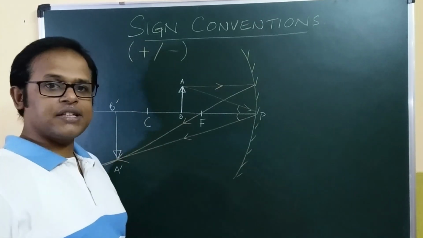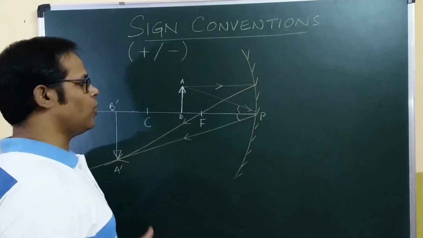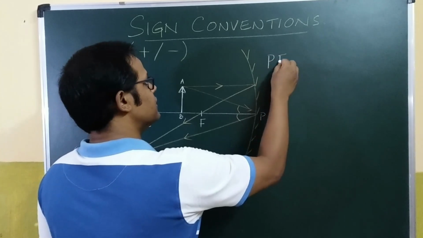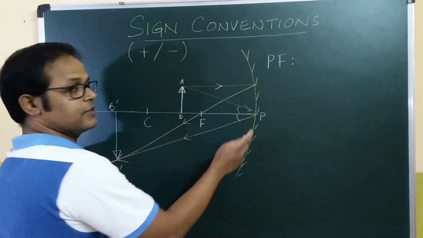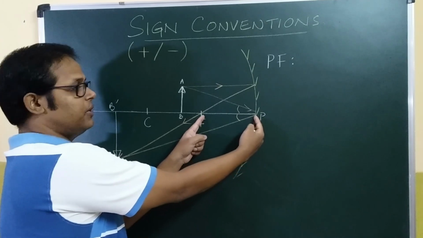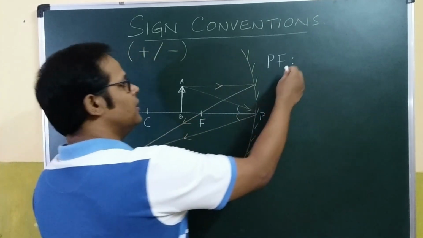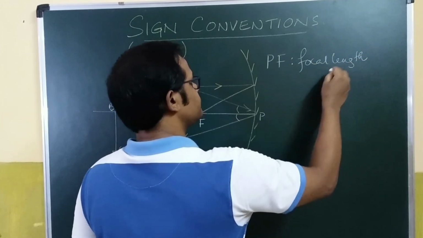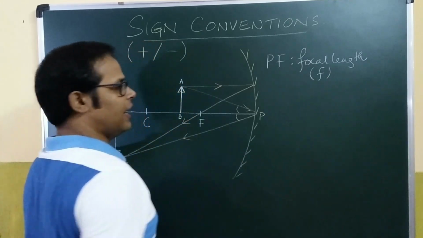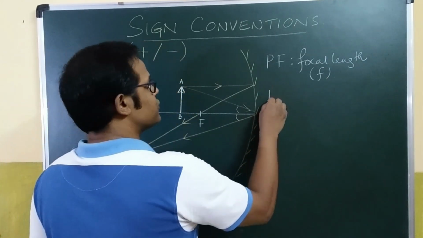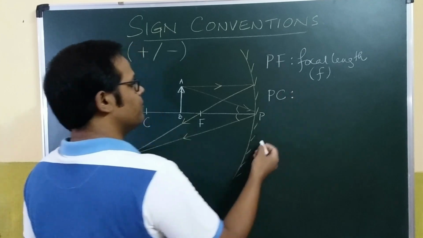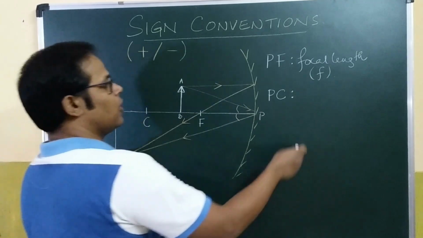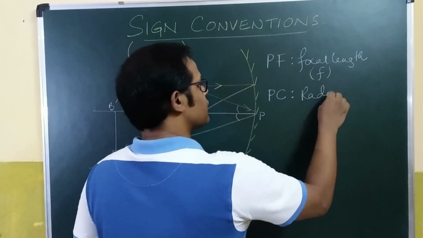Before understanding all the signs required, let me just tell you all the distances concerned here. If you observe the diagram closely, the distance from pole to the focus, this tiny length of the mirror, is an extremely critical property of the mirror, called the focal length of the mirror, denoted by small f. The next one is PC, pole to the center of curvature. This longer distance is correctly called the radius of curvature.